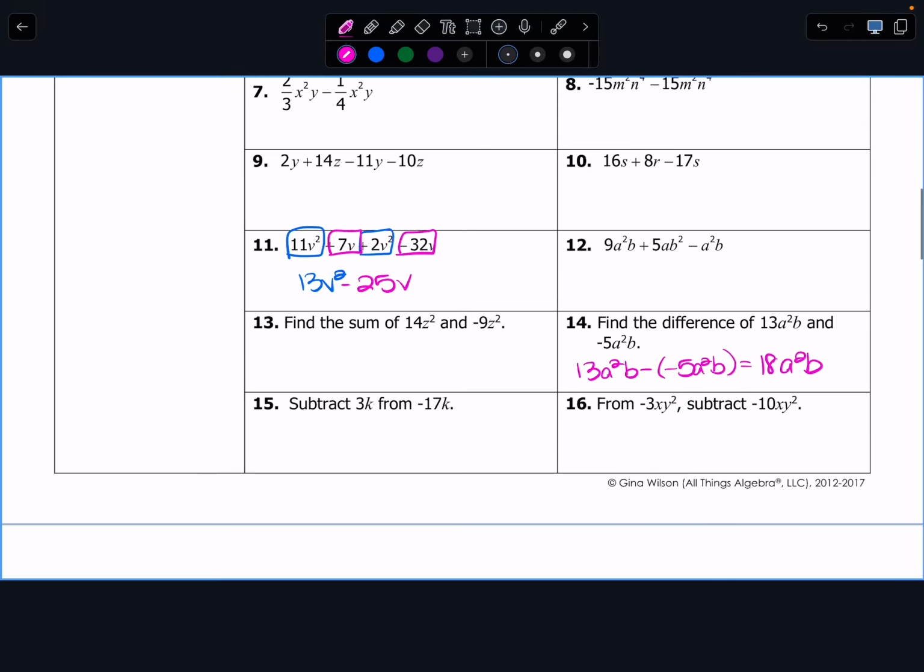If I subtract 3k from negative 17k, that means I'm taking negative 17k minus 3k, and I get a negative 20k. So be careful with the words. From negative 3xy squared, subtract negative 10xy squared. So negative 3xy squared minus a negative 10xy squared gives me a 7xy squared, because my two negatives make a positive.